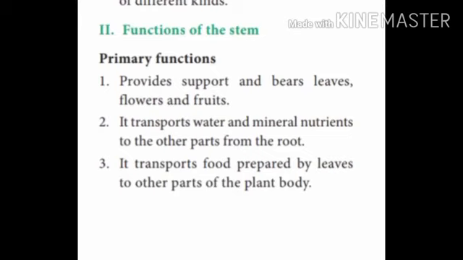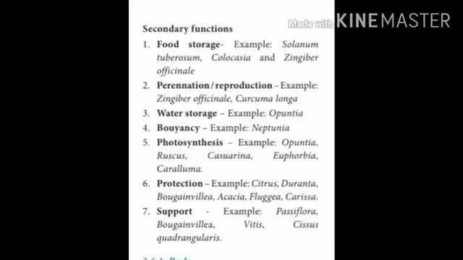These are the characteristics of the stem. The primary function is to support and bear leaves, fruits, flowers, to transport water and minerals, and to transport food materials. These are the main functions. Apart from this, the stem performs various other functions, which we call the secondary functions: storage of food, perennation, water storage, buoyancy, photosynthesis, protection, support.